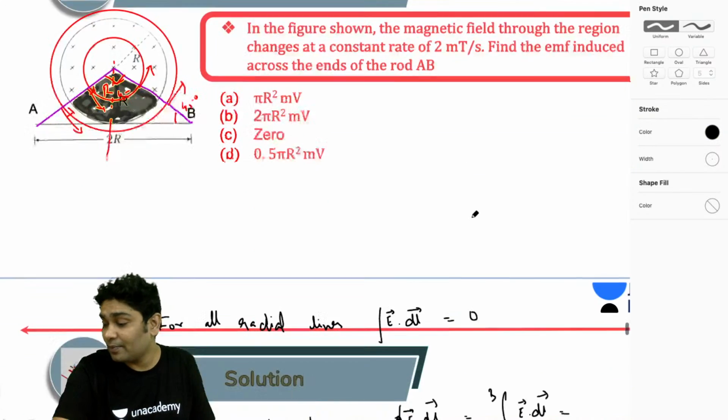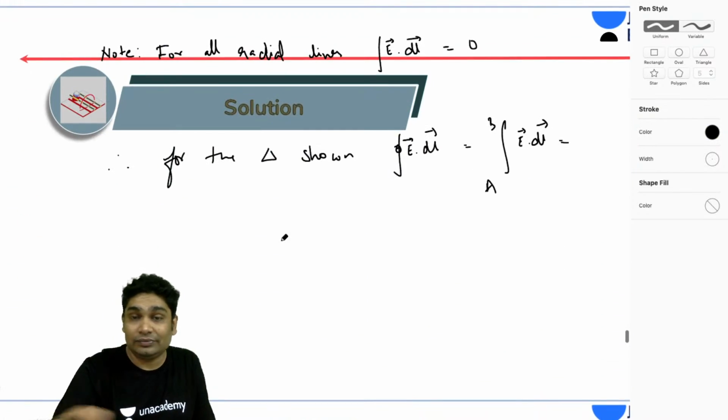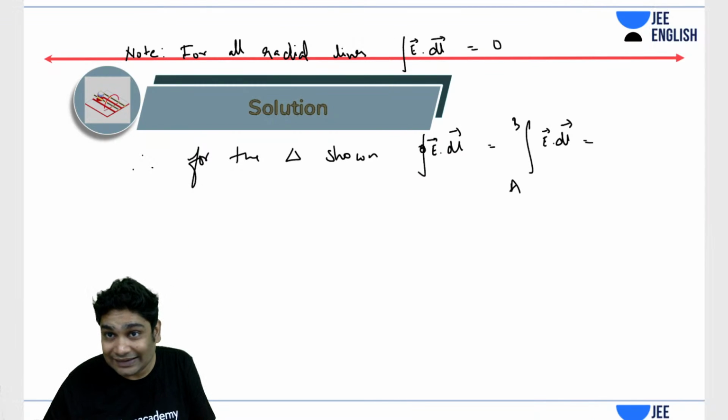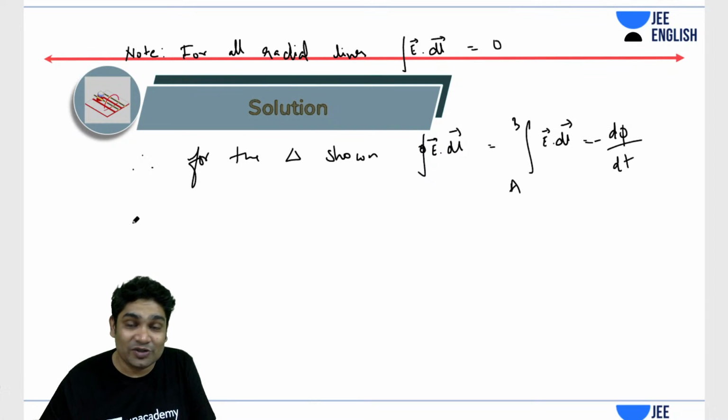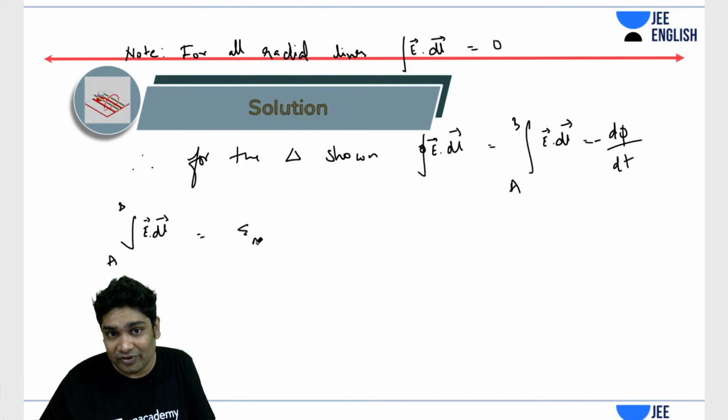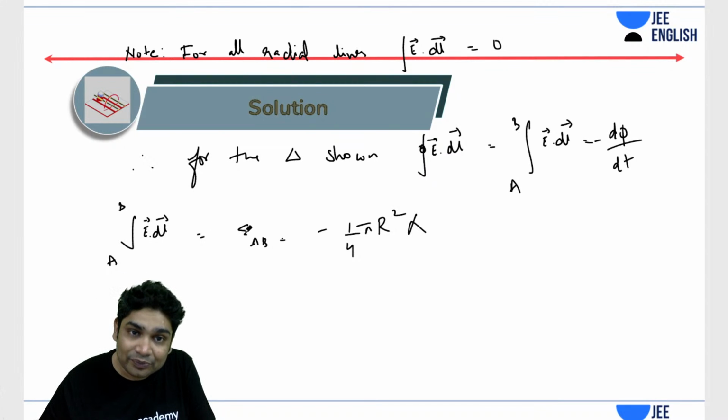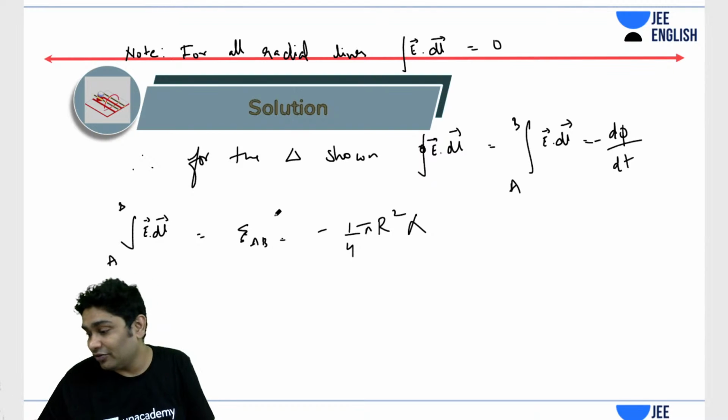How much will that be? That'll be 1 by 4. This will be equal to d phi by dt, with a minus sign, of course. So you will realize closed integral E dot dl, or integral E dot dl from A to B, which I can also call EMF between A and B, would be minus times 1 by 4 pi r square into alpha. So this is how you have gotten it.